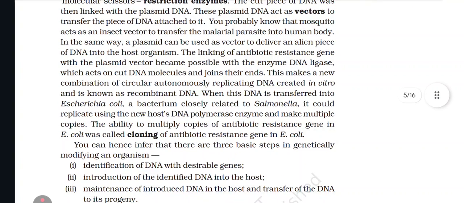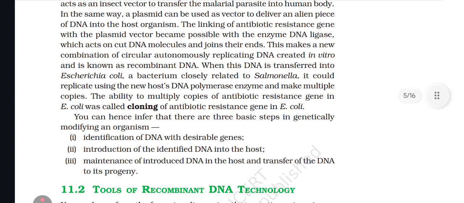The ability to multiply copies of antibiotic resistance gene in E. coli was called cloning of antibiotic resistance gene in E. coli. You can hence infer that there are three basic steps in genetically modifying an organism.